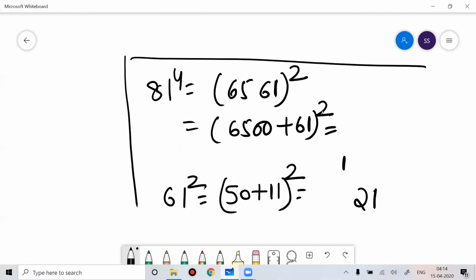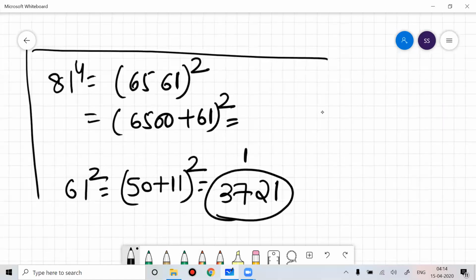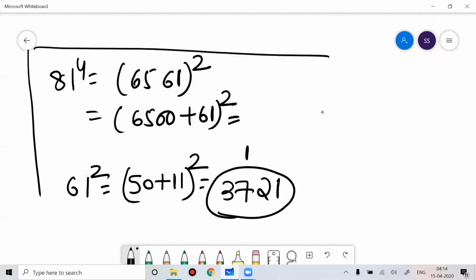Write 21, 1 carry. 61 plus 11 is 72. 72 divided by 2 is 36. 36 plus 1 is 37, so 61 square is 3721. So write 21 and 37 carry. Always write the last two digits. Okay. Now you want 6561 square.